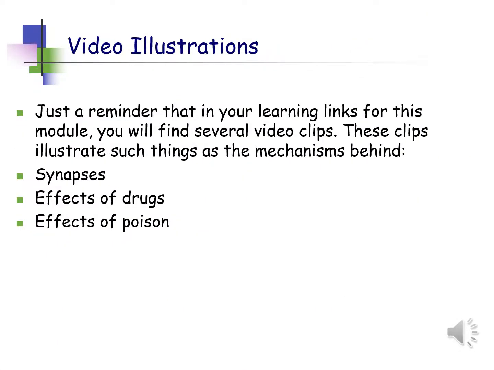Now, I have a few video links that are in this module that illustrate things that happen at the synapse. And they also illustrate how synapses work. Some of the things that happen at synapses are many of the effects of drugs. And there are some different illustrations of how drugs are active at the synapse that are in your module. And there's also a couple about poisons, and sometimes the two overlap. So take a look in the module. Following this lecture, there should be some video clips there that will illustrate the specific interactions that happen that are caused by drugs at the synapse.